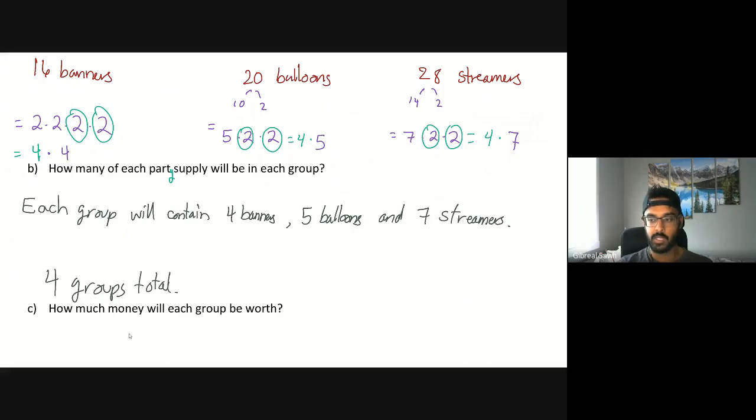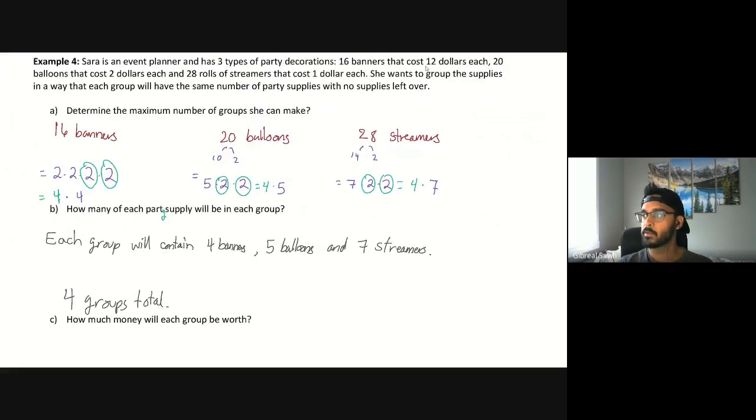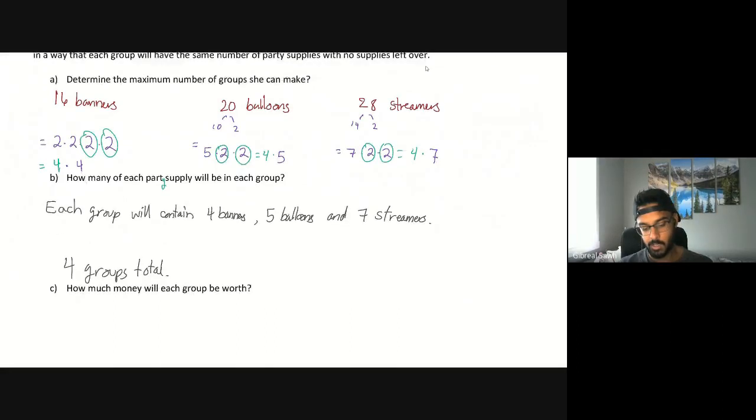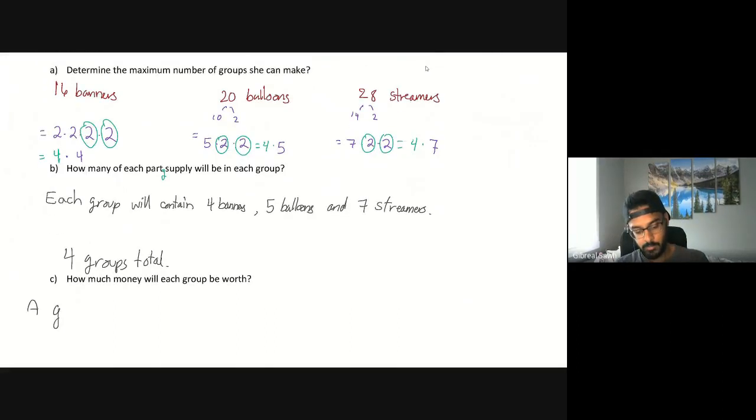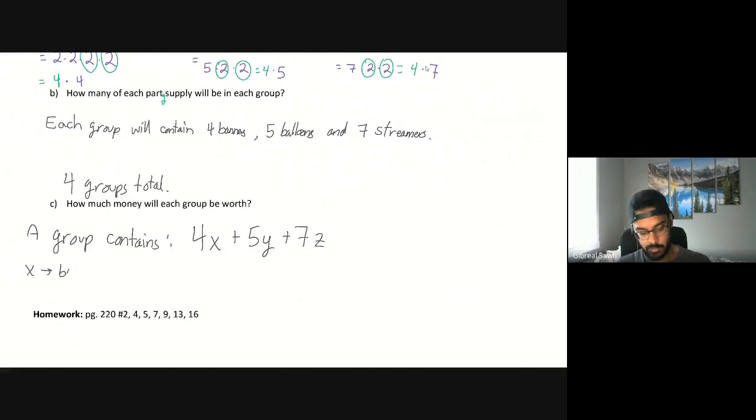We're asked also how much money will each group be worth. So up in the top, they do tell us something about money. A banner is $12 each. So let's write out what's actually in a group. So a group contains, let's do 4 banners plus 5 balloons plus 7 streamers. I'll label what all those variables mean. So X was banners, that was first. Y is balloons. And Z is the streamers.